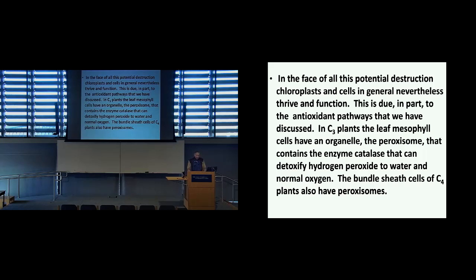And this is in part due to the antioxidant pathways that we've discussed in C3 plants, which are the major type of photosynthesis. In fact, all plants do C3 photosynthesis. There are two other types of photosynthesis, but they're really just variations on C3. And so they have an organelle that usually is pressed to the chloroplast called the peroxisome, which has an enzyme in it, catalase, that can detoxify hydrogen peroxide.